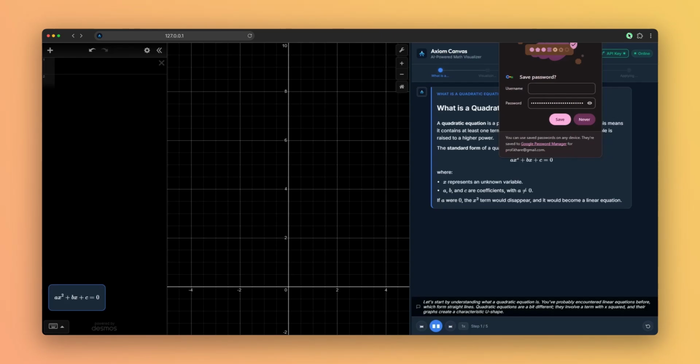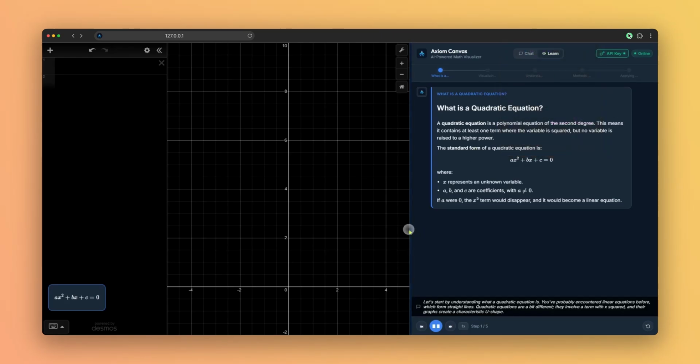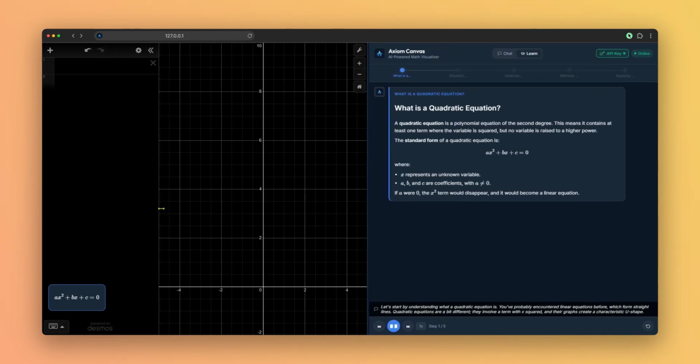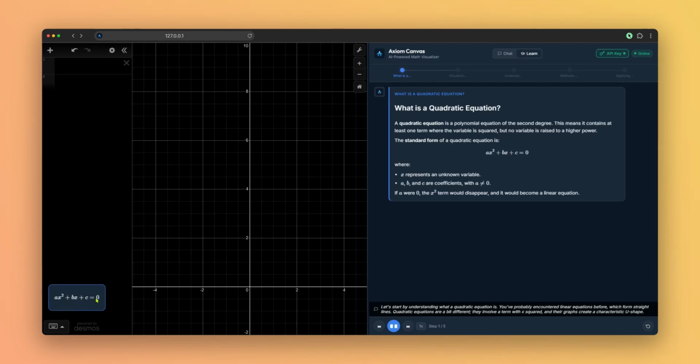Let's start by understanding what a quadratic equation is. You've probably encountered linear equations before, which form straight lines. Quadratic equations are a bit different. They involve a term with x squared, and their graphs create a characteristic U-shape.